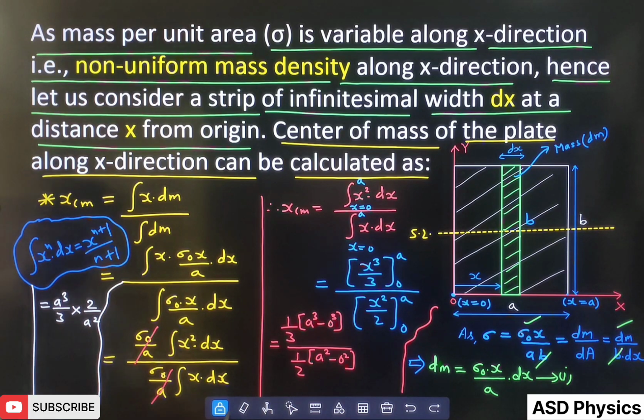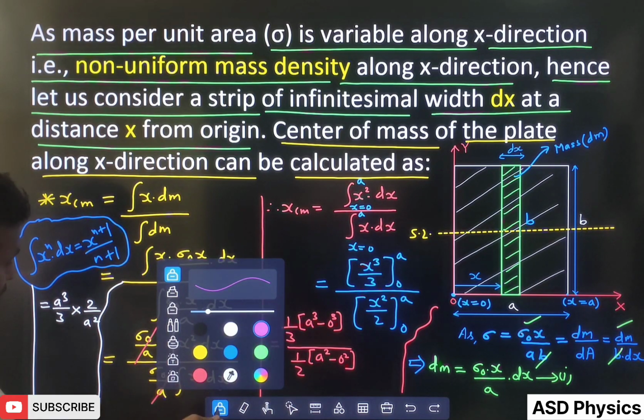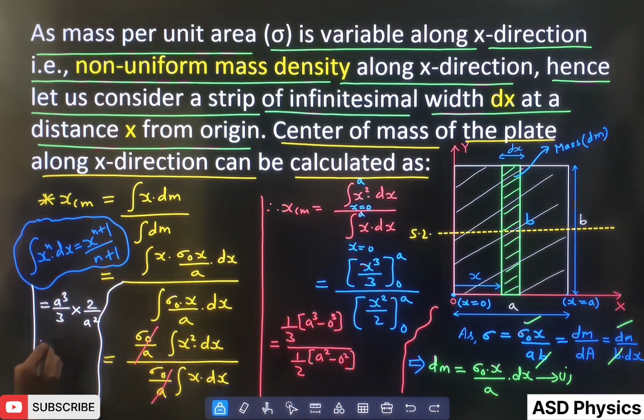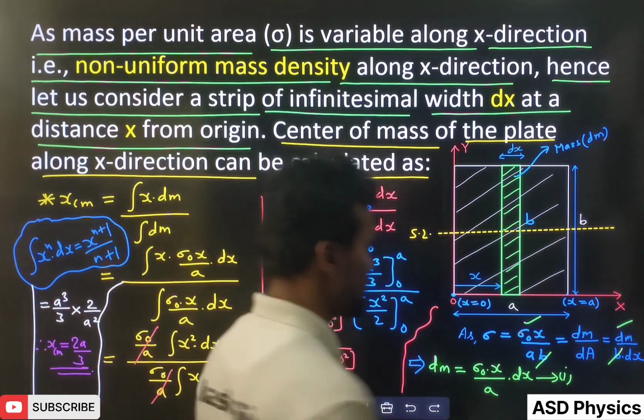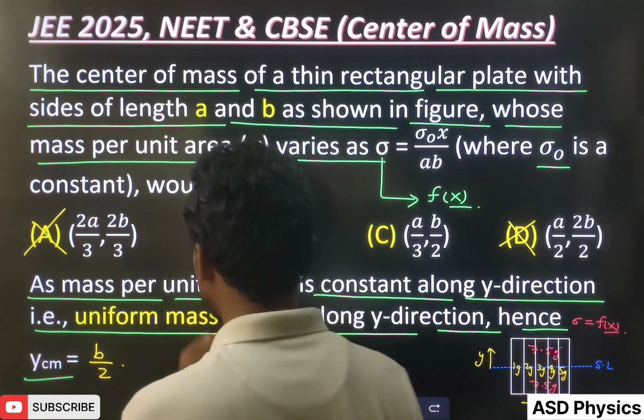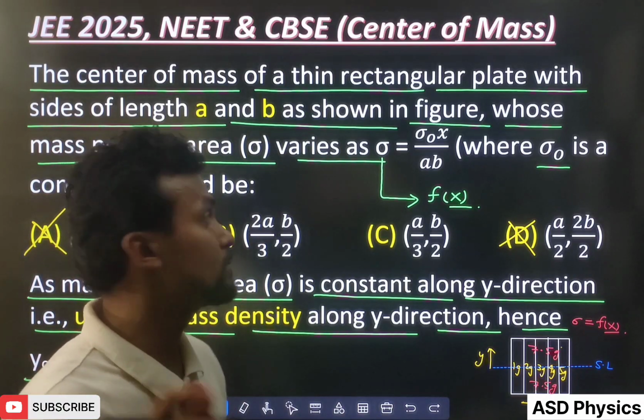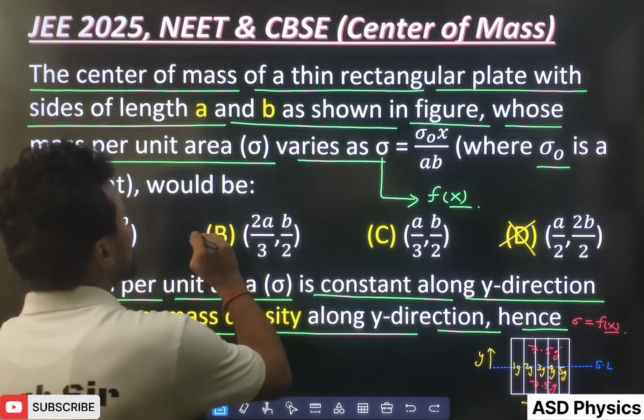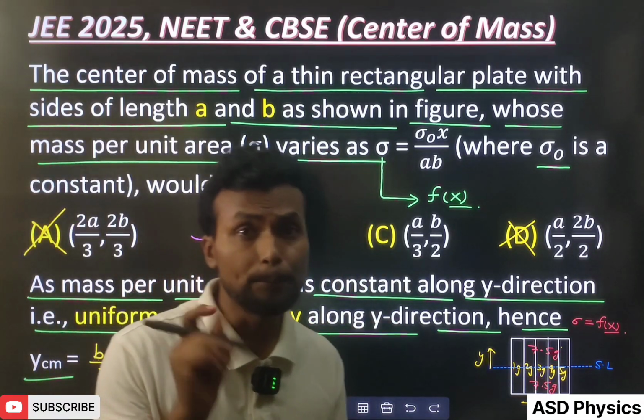After we simplify this, hence XCM will come 2a by 3. Kindly see very well, XCM is coming 2a by 3. So we know XCM is coming 2a by 3, YCM is coming b by 2. That means which option is correct here? The correct option is option B, that is the answer.